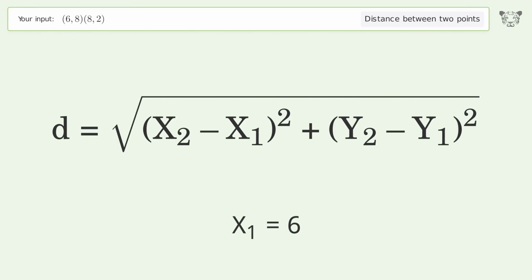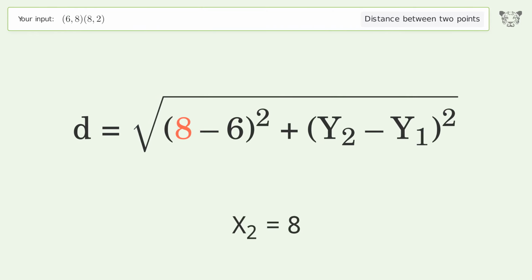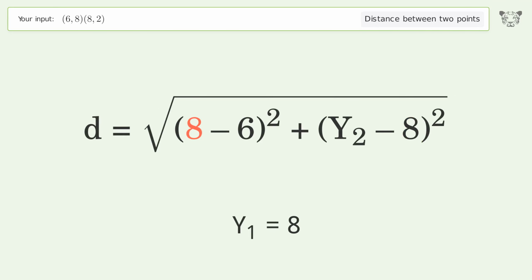x1 equals 6. x2 equals 8. y1 equals 8. y2 equals 2.